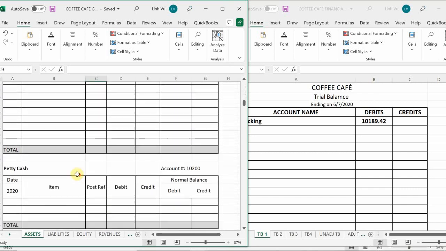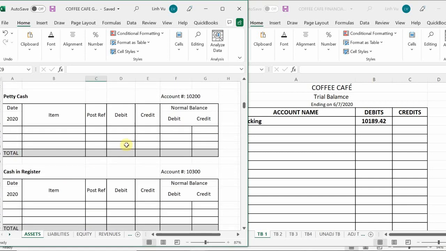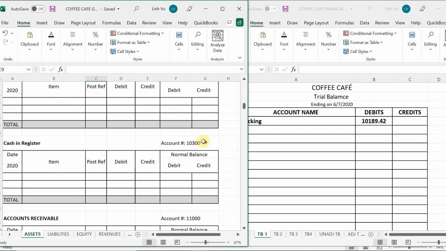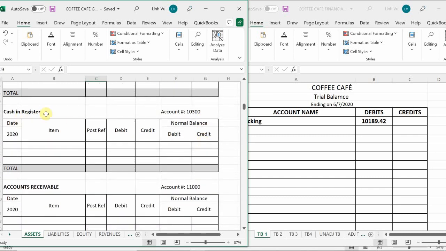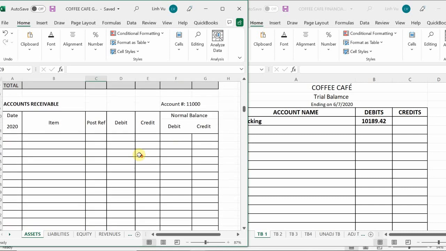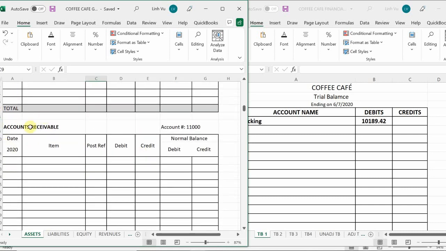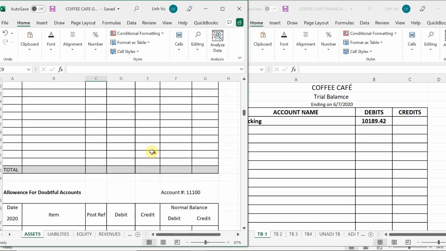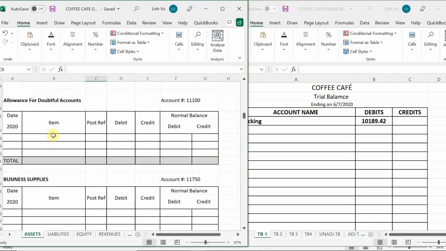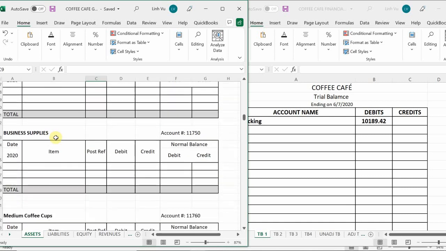So let's see what the next account is. We have a petty cash, no account balance, so nothing there. We have cash in register, nothing there. We have accounts receivable. We haven't had any customers, so of course we don't have any accounts receivable, nor do we have an allowance for doubtful accounts.